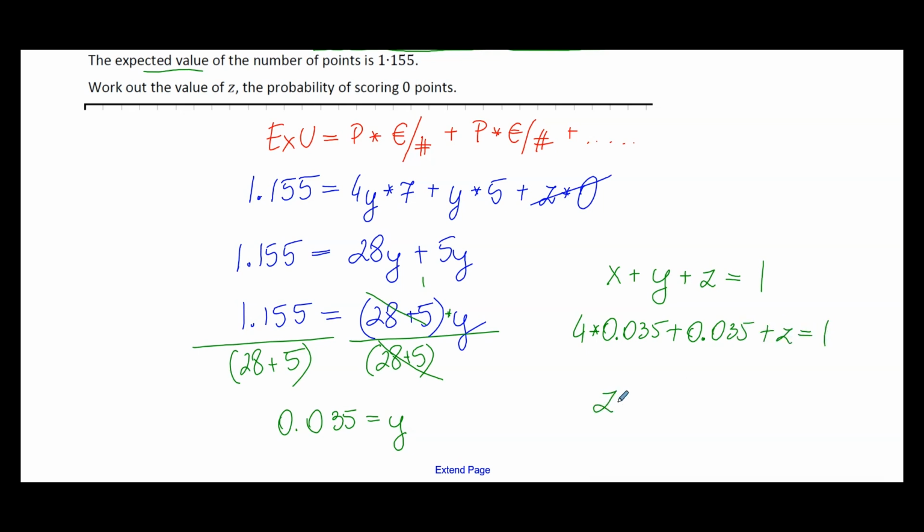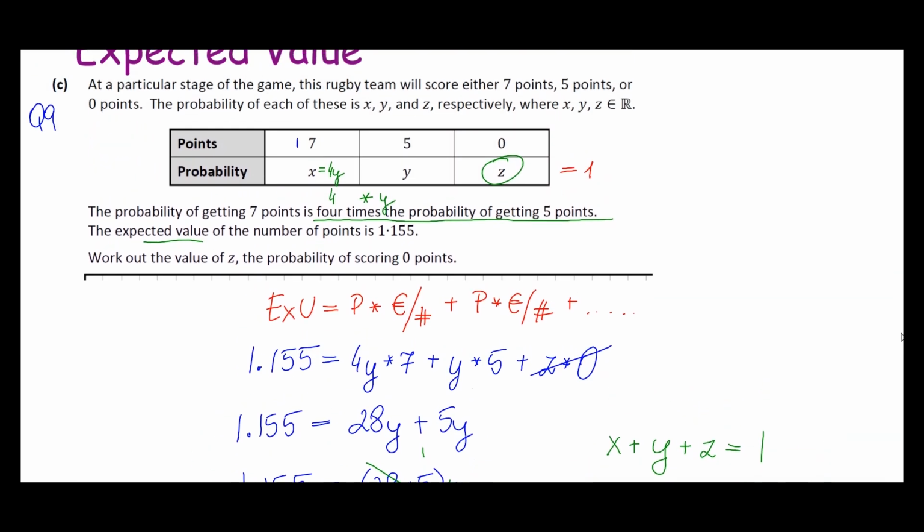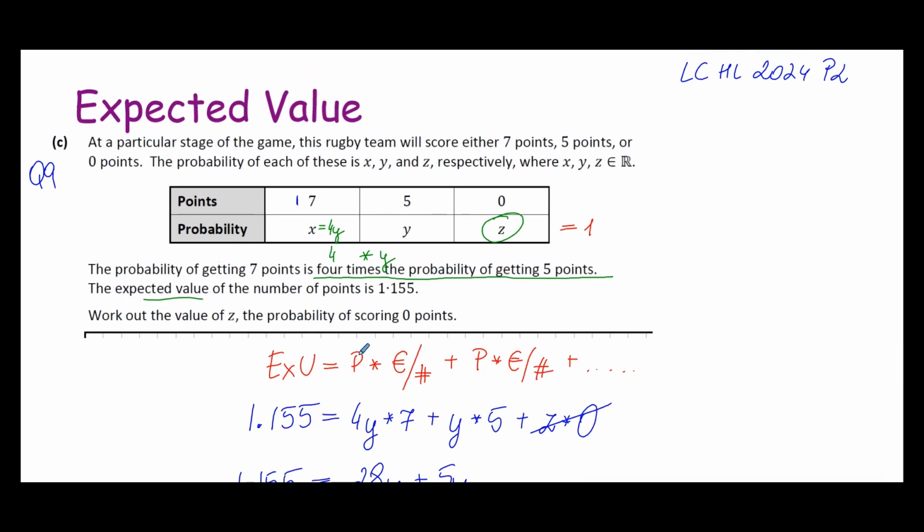So how do I find z? From 1, we take away all those numbers, we basically move them to the other side, and therefore we change the sign. We put that all in our calculator, we press equal, and we get that z is 0.825.